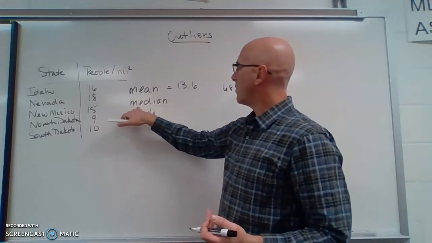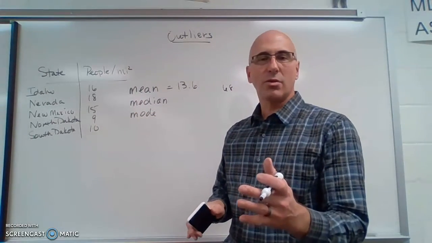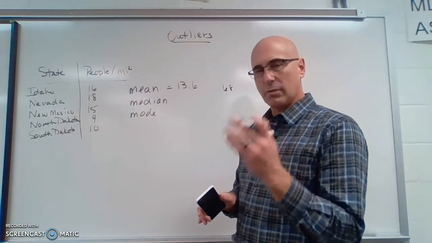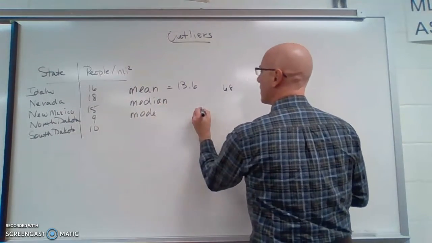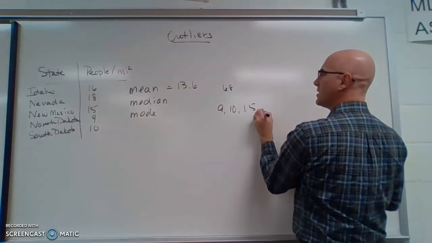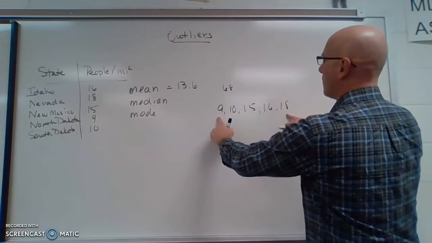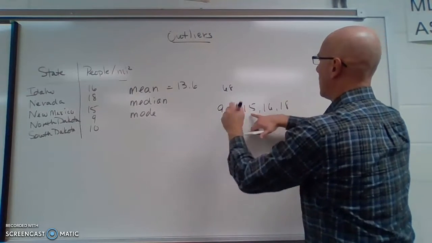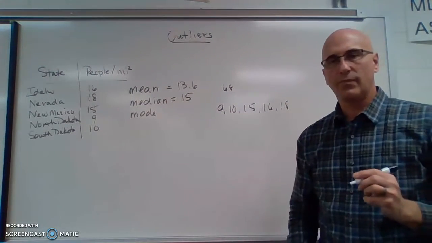Okay, so now we're going to find our median. And remember how we find our median? We list our numbers in order from least to greatest and find the middle one. So if I take this set of data and write it in order, 9, 10, 15, 16, 18. I have five numbers here, and I take the middle one. So my median is 15.